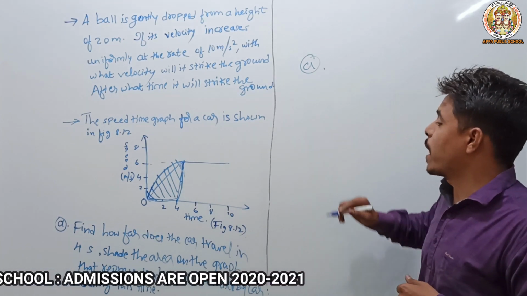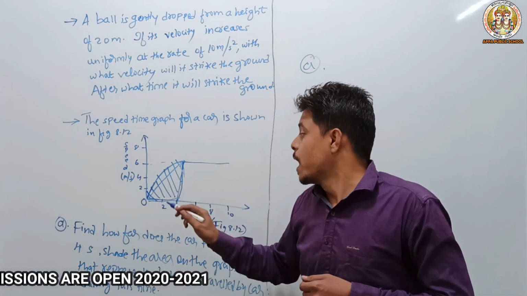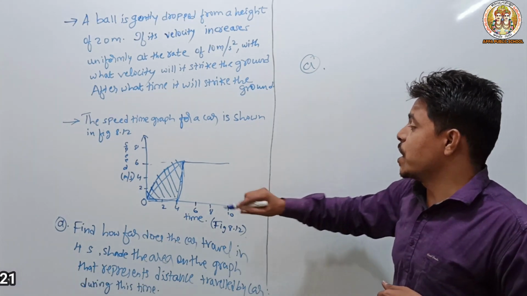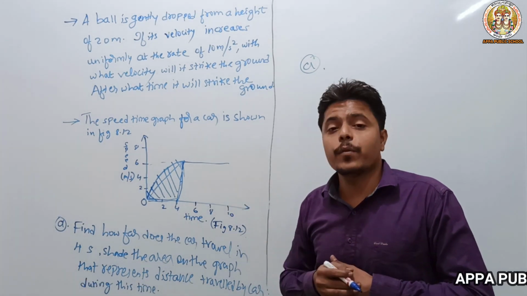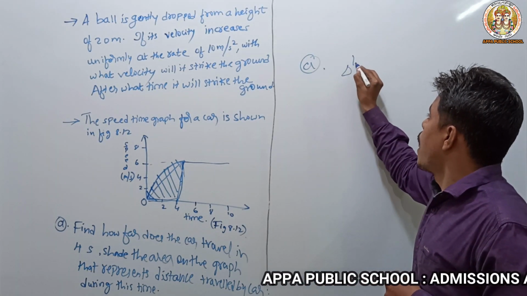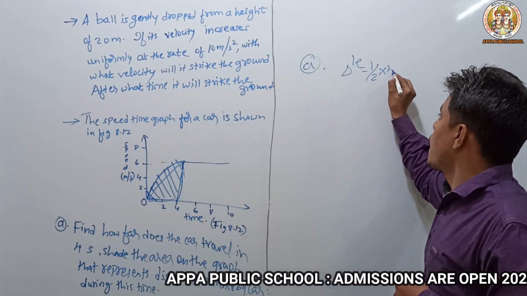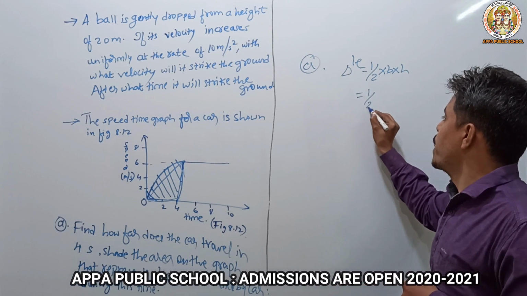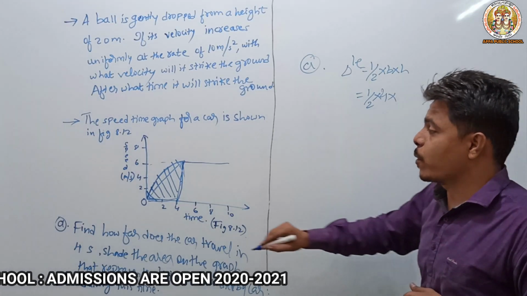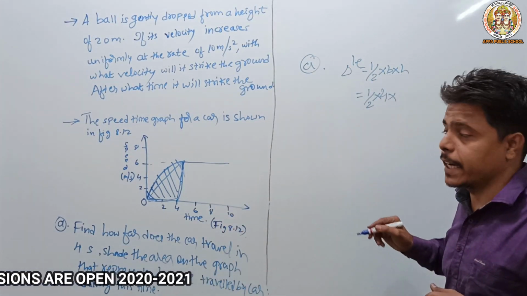So we have got the formula. We are just assuming this is one triangle, to find the distance. So for the shaded region, the area, the distance, we are going to find out. We are using the triangle formula, that is half into base into height. So now half into base, we are going to take 4 seconds, and height we are going to take 6 meter per second.